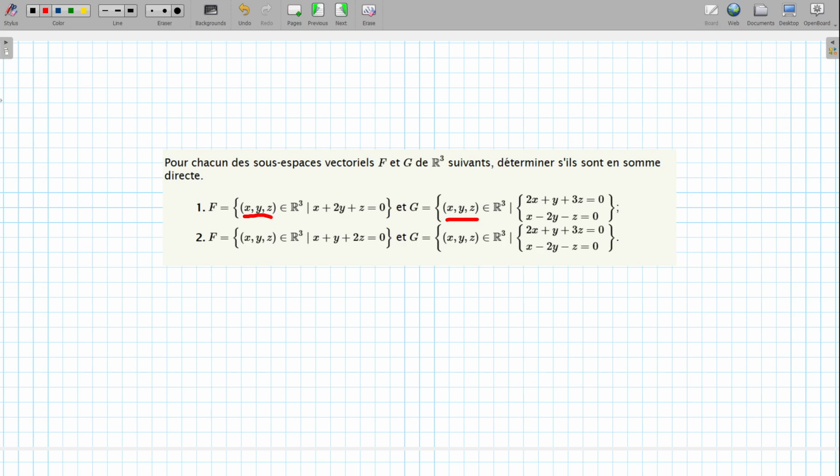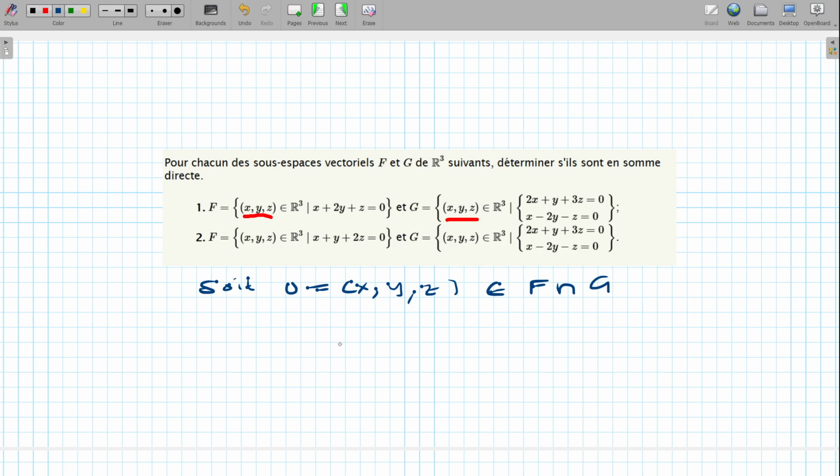So let me just maybe choose this color like so. Now let's choose some vector in F and G. So we're going to say soit le vector u, which is equal to this vector. So we can call this vector u if you want, donc soit u, a vector that has components x, y, and z, that is in the intersection of F and G.